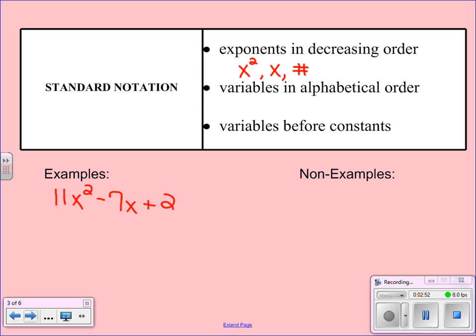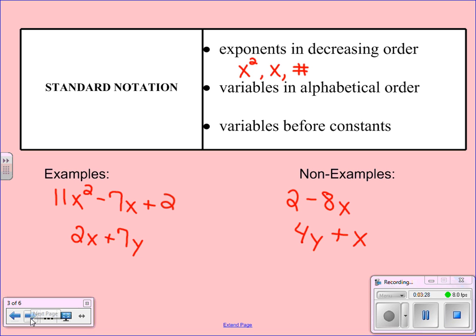Another area that you want to focus in for standard notation would be putting the variables in alphabetical order. So our first example had all x's. If you don't have x's, you might have something like 2x plus 7y. Notice how the x term comes before the y term. And then lastly, I had mentioned this before, you want to make sure that all your variables come before your numbers without variables. So some non-examples of standard notation would be 2 minus 8x. Here the constant comes before the variable. Another non-example would be 4y plus x. Obviously, this is not in alphabetical order.